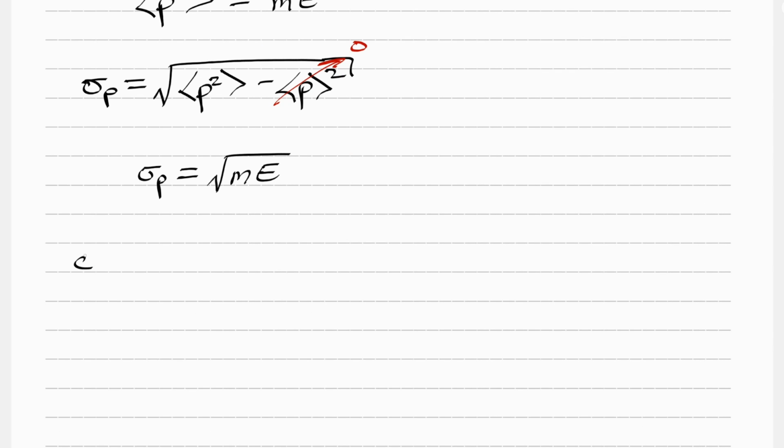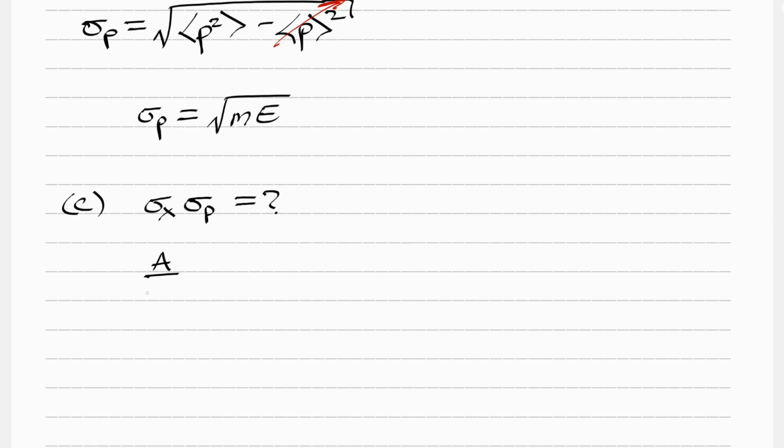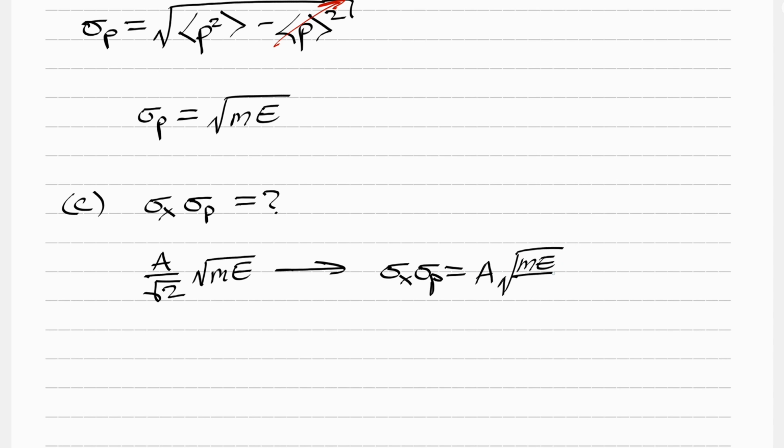Great. For part C, we have sigma x times sigma p is equal to what? That's our uncertainty relation. Sigma x we already found in the previous problem to be some normalization. I believe that's what the a was, but that's usually what a is. So a over root 2 times sigma p, which is root mE. So therefore, our sigma x sigma p is equal to a times mE over 2.